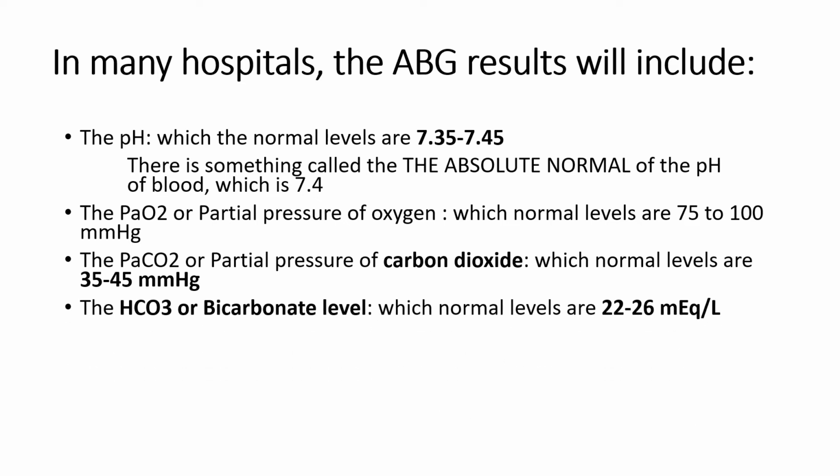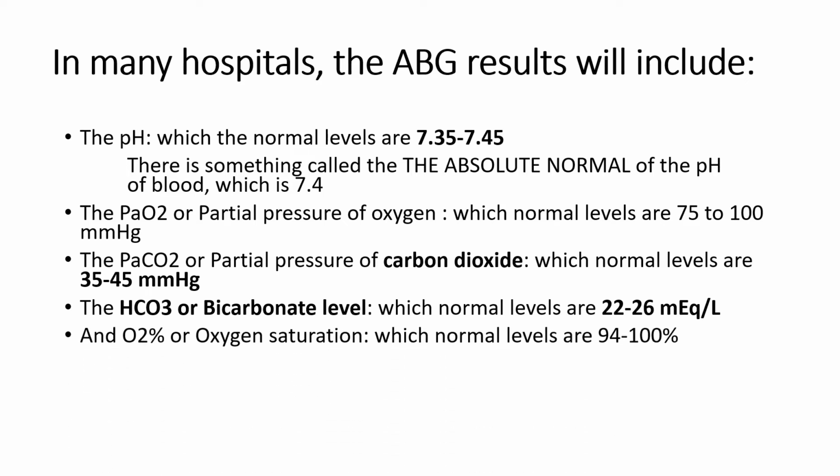The HCO3, or bicarbonate level, which normal levels are 22 to 26 milliequivalents per liter. The O2%, or oxygen saturation, which normal levels are 94 to 100%. The base excess is -2 to +2 milliequivalents per liter. Through the base excess, it can be determined whether there is an excess or lack of HCO3, or bicarbonate, in the blood. A negative indicates a base deficit in the blood, or decreased base, which equals increased acidity.